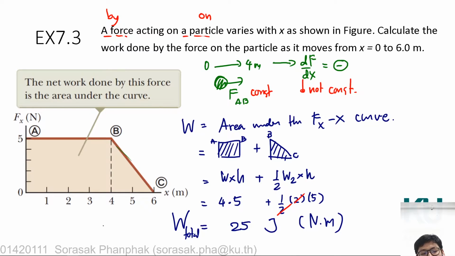from A to C. This is how you can use the knowledge of the varying force in the F(x) versus x curve. Underneath is your work, which is the total work from x equal to 0 to 6 meters.